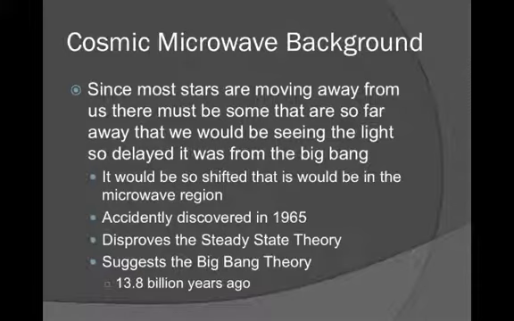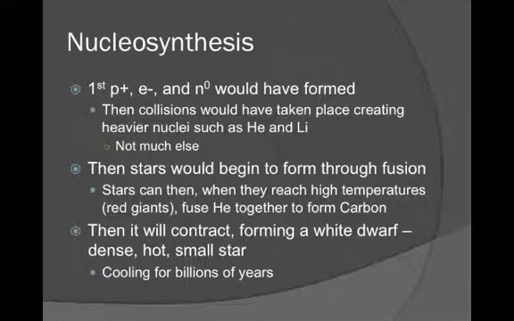Okay, so if we were just this ball of matter, what in the world would make us create all of the elements and protons and neutrons and electrons and all of the stuff that we have today? Well, there are several things that are also thought. First of all, something called nucleosynthesis. Basically, protons, electrons, and neutrons would have formed first. Okay? Then they would have started arranging themselves. The collisions would have taken place, creating heavier nuclei such as hydrogen, helium, lithium, and so on, because those are the more basic elements, right? Those elements are relatively stable.